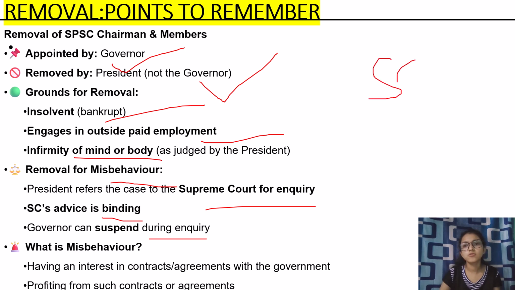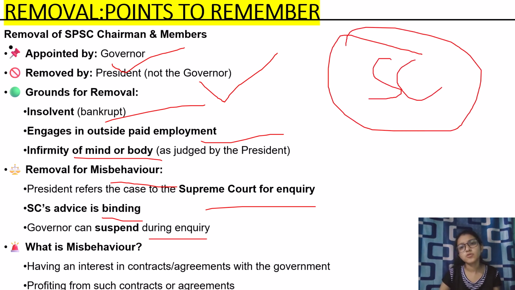As I said, the Supreme Court has also played a very important role here. The president cannot remove him alone. He has to wait for what the Supreme Court has to say, and whatever the Supreme Court says would be mandatory. What is misbehavior is also defined in the Indian Constitution itself: having an interest in contract agreements with the government, or profiting from such contracts or agreements. So it is strictly prohibited. The members appointed in such a commission cannot be a part of any kind of agreement or contract of that particular government. So this is the ground on which they can be removed from their post.